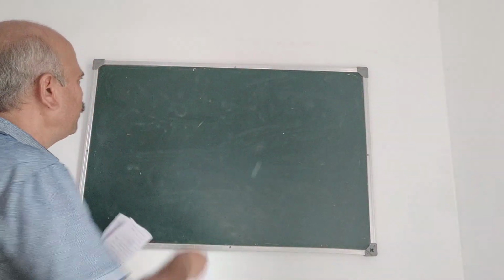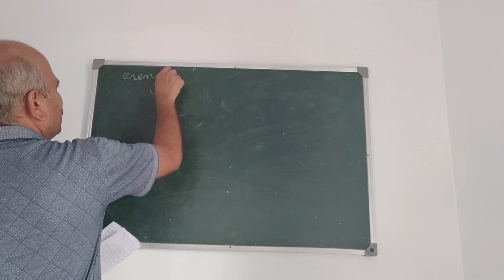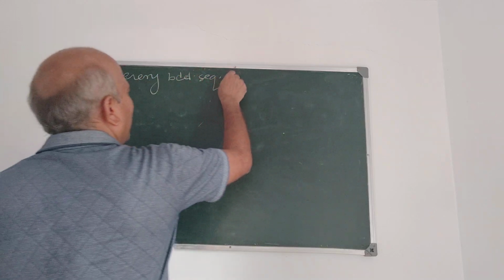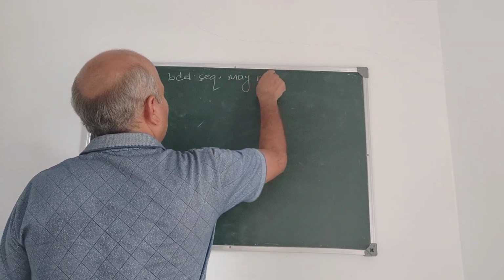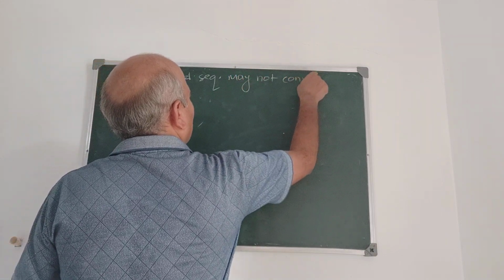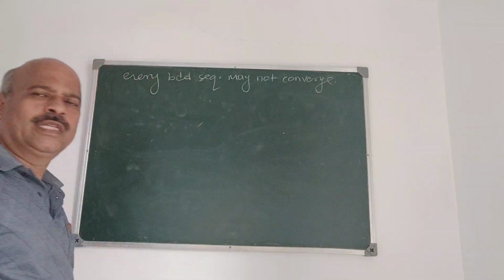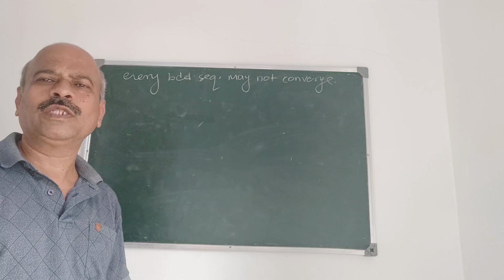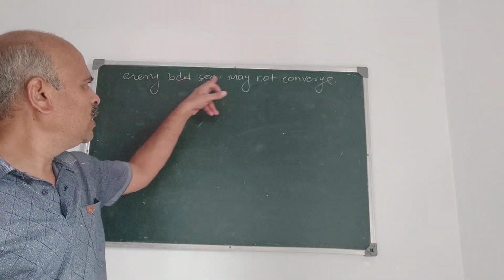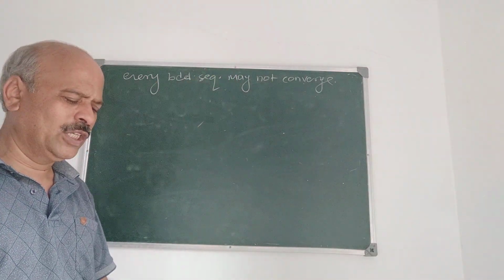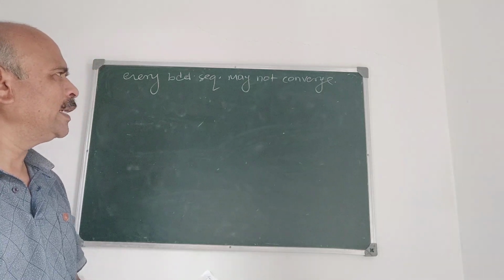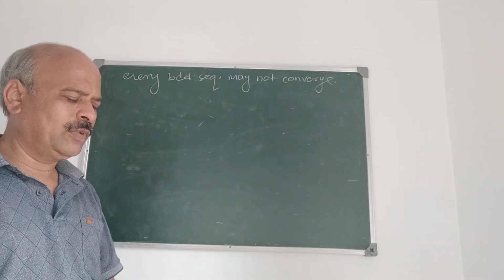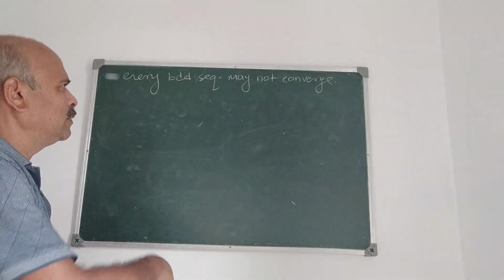What is the converse? Every bounded sequence may not converge. What is the theorem? Every convergent sequence is bounded. Very important: a convergent sequence is always bounded. Now, every bounded sequence may not converge. To prove this, I take one example here. By taking an example, I prove this. What is the example? Consider this sequence.